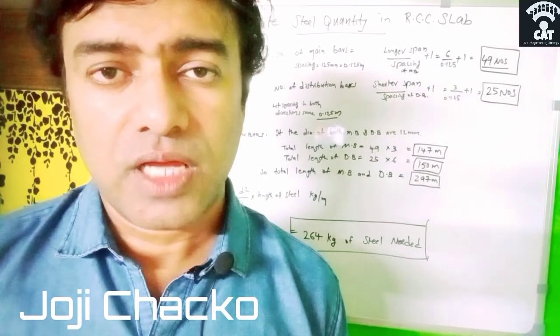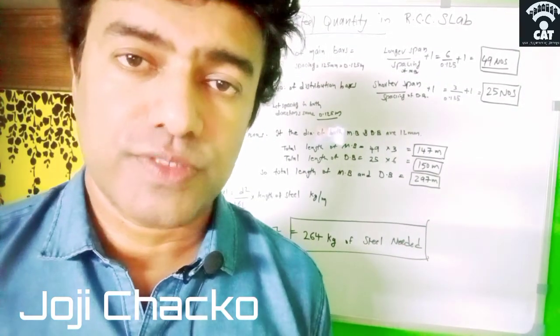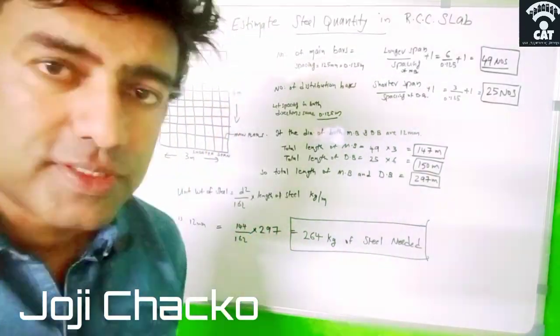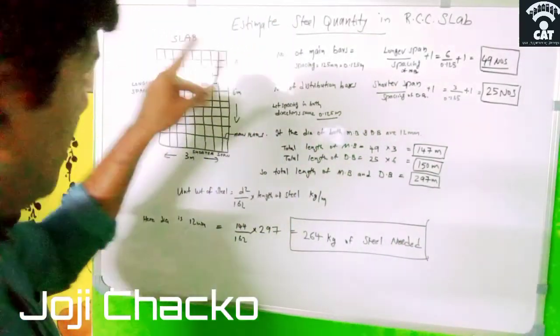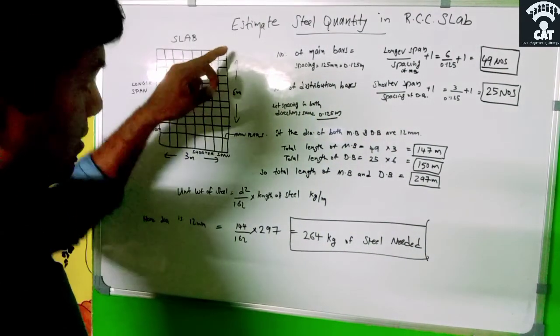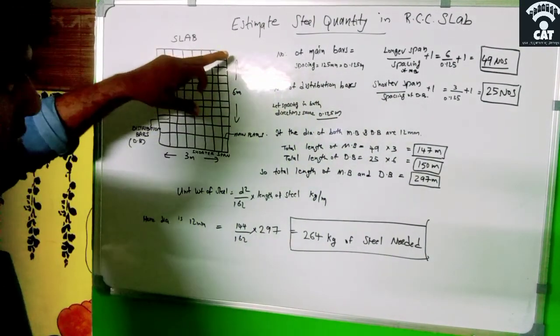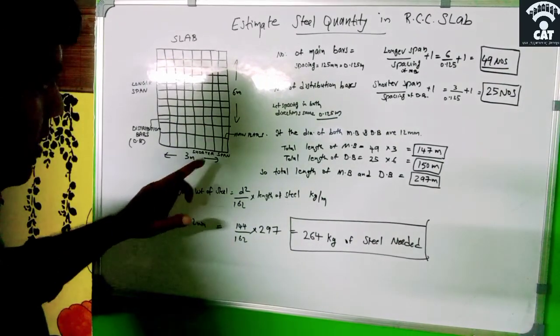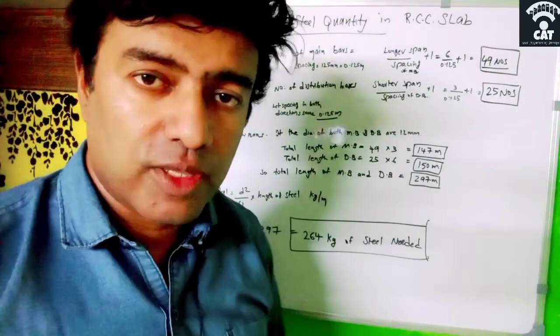Today we discuss how to find the quantity of steel in an RCC slab. Let us suppose this is a slab, and the slab always has a shorter span and a longer span. The longer span comes to 6 meter and the shorter span comes to 3 meter. Okay, and we know where we are placing the main bar.